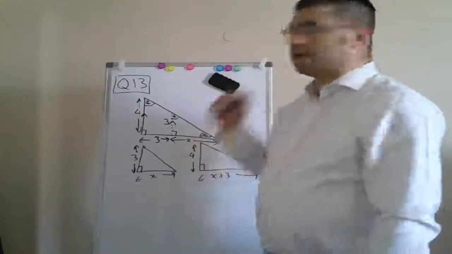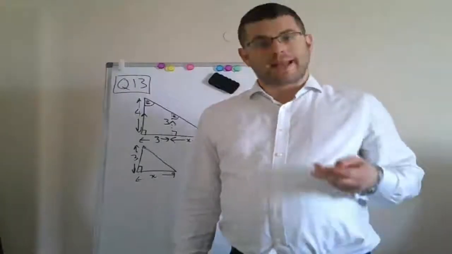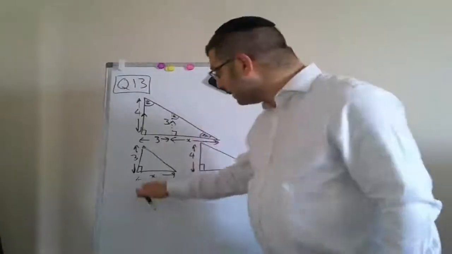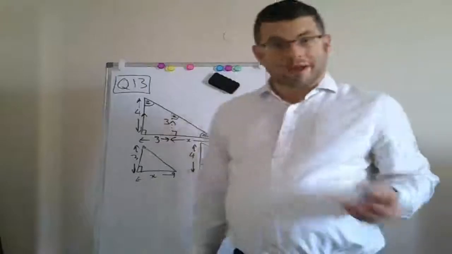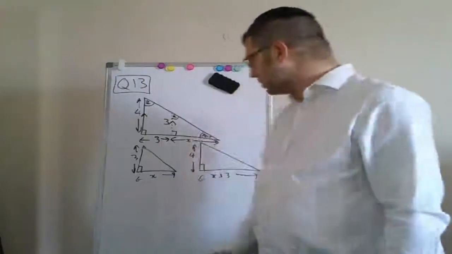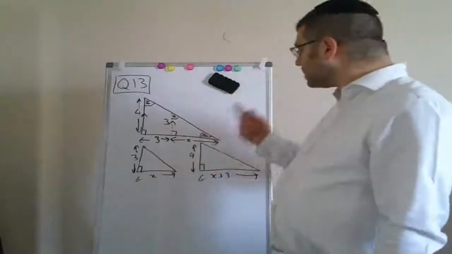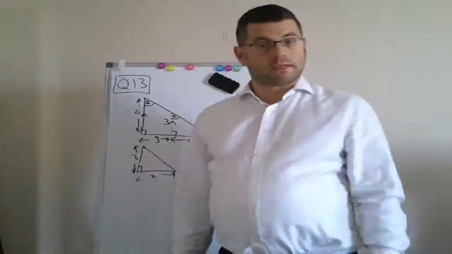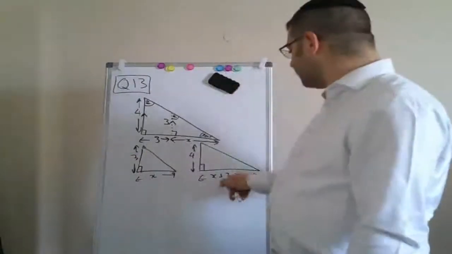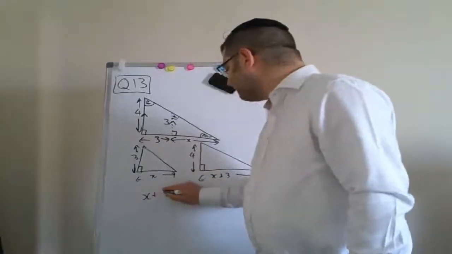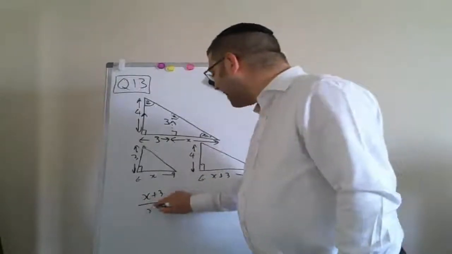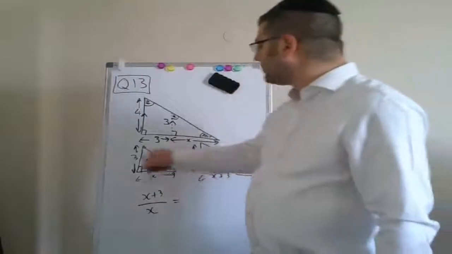Since we know these are similar, it means that the lengths for the base and for the height of the triangle must be in the same ratio. So we can say as follows. We can say this divided by this must be the same as this divided by this. So we say as follows. X plus 3 divided by x must be the same as 4 divided by 3.